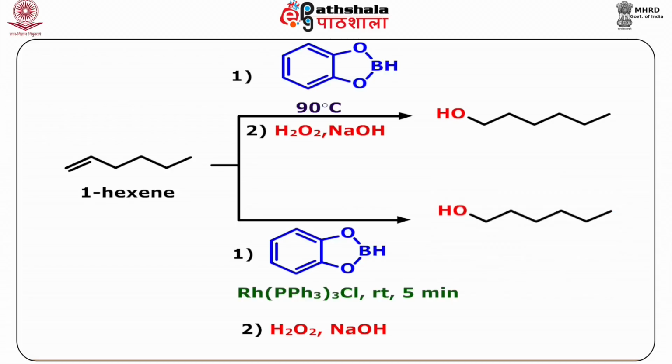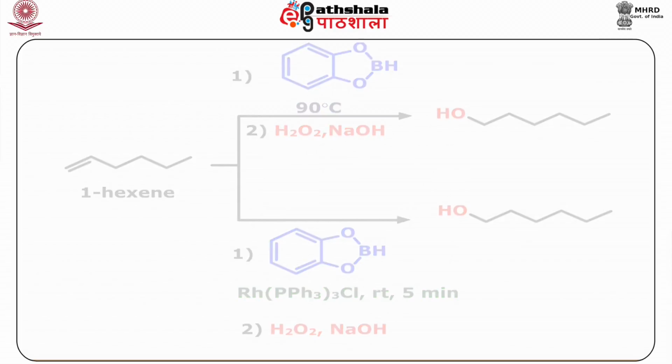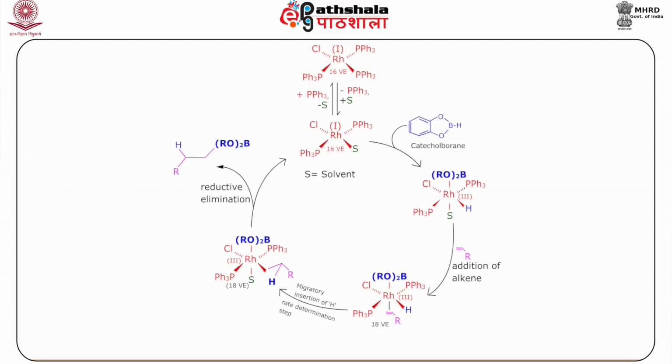So it is the same product, but notice that when you are using a catalyst, you require very mild conditions, room temperature, but when you are not using a catalyst, then we require very high temperature. Let us now try to understand how the metal catalyzed hydroboration takes place when we take Wilkinson catalyst. And Wilkinson catalyst can catalyze the hydroboration of olefins with catechol borane.